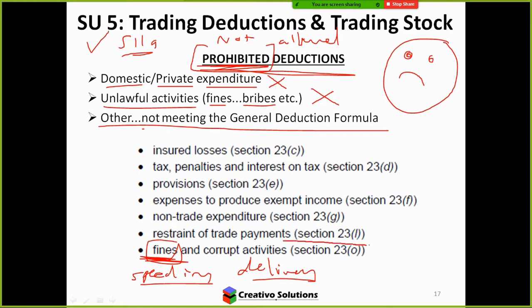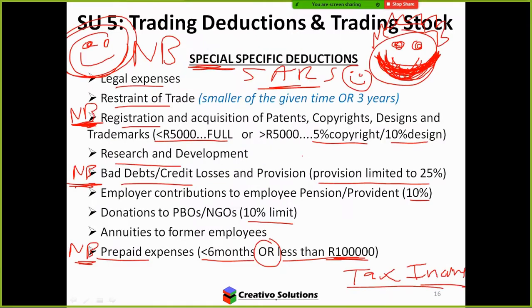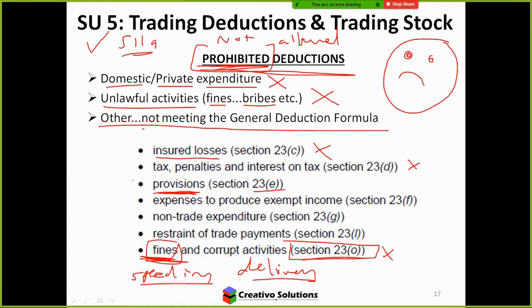SARS will say it's a section 23(o), not 0, 23(o). Okay, 23(o) meaning cannot deduct. Insured losses, same thing. They'll say cannot deduct. Tax, penalties, interest, they'll say no, sorry, cannot deduct. Provisions, section 23(e). Notice these are other provisions, not provisions for bad debts. This was provisions, but for bad debts. Because SARS understands that that can happen, but other provisions, definitely not.